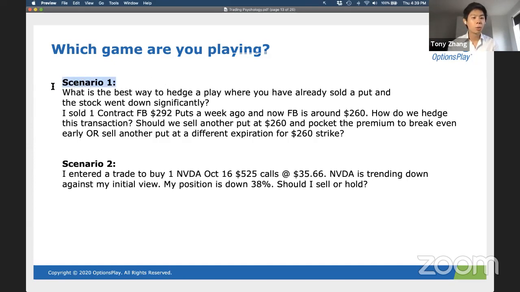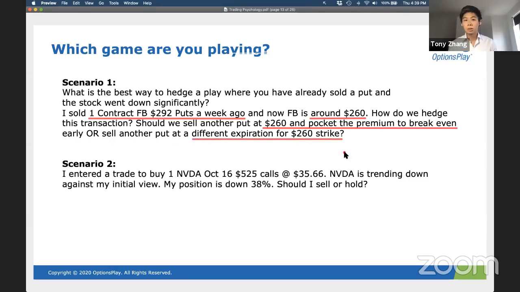So here's scenario one. This was from a member earlier today who sent me an email saying, I sold one contract of a Facebook 292 put a week ago. And now that Facebook is trading around 260, how do I hedge this transaction? Should I sell another put at 260 and pocket the premium to break even? Or should I sell another at a different expiration for the 260 strike?